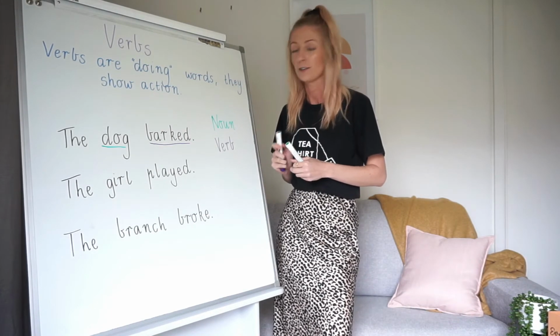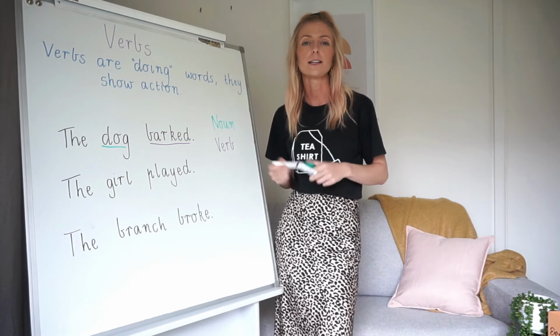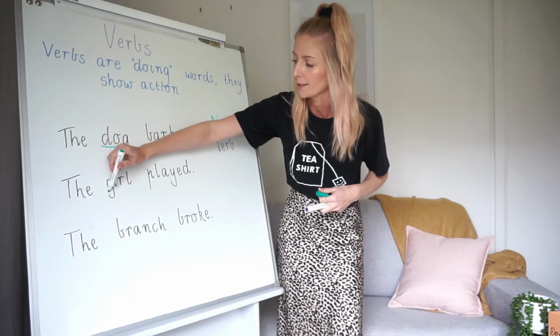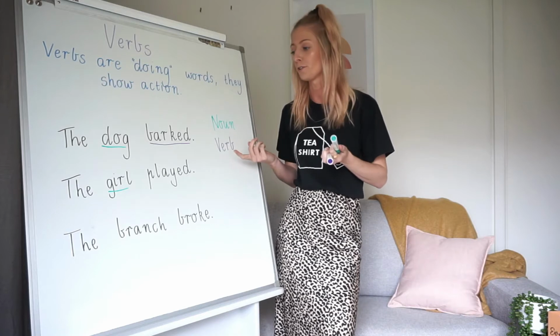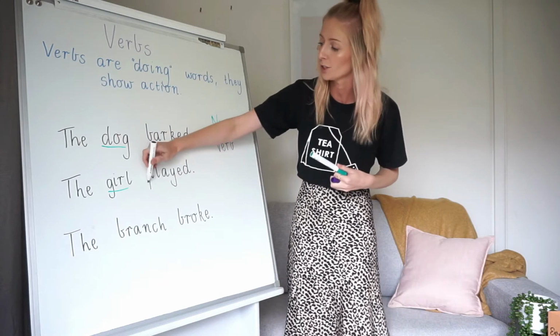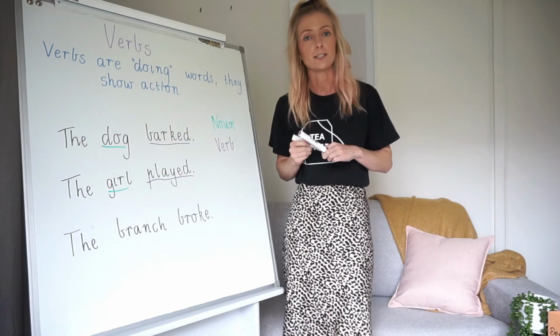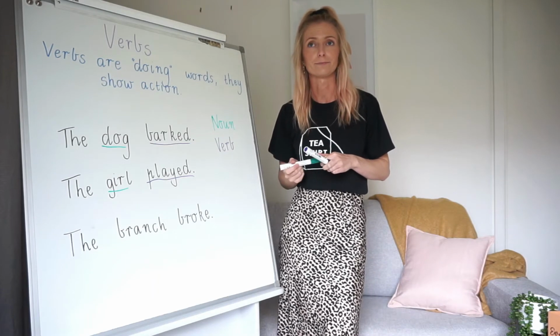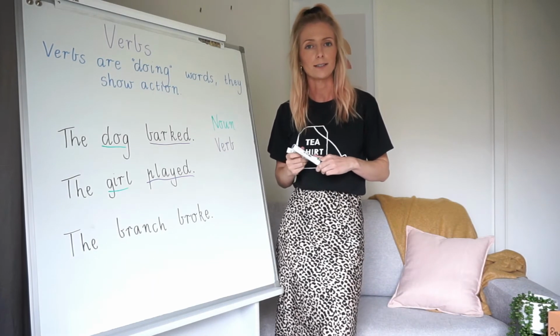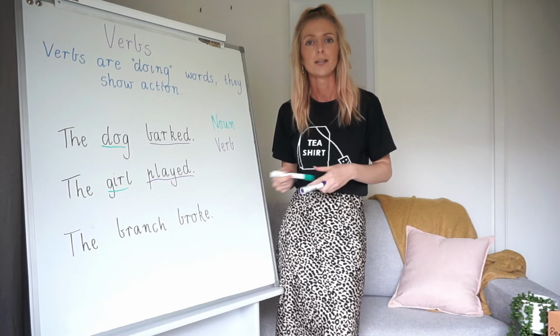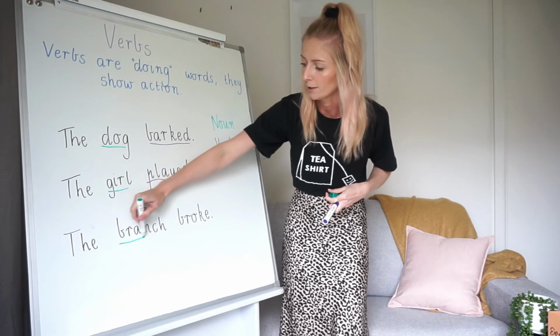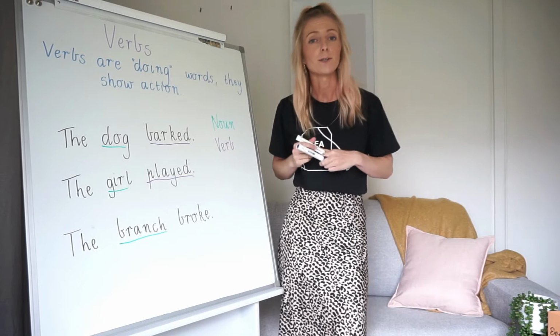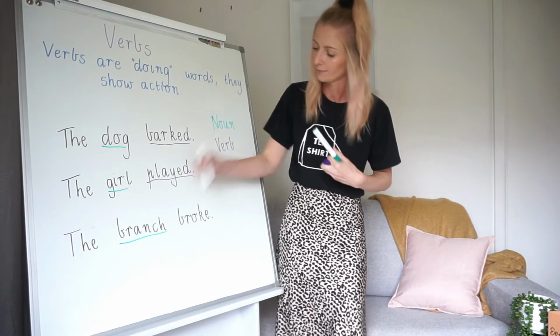The next sentence, the girl played. What is the noun? Girl. Well done. So what's the doing word? The verb, it's played. What did the girl do? She played. All right, what about the sentence, the branch broke? What is the noun in that sentence? What's the thing? Branch. So we're going to underline that in green for our noun. And what did the branch do? It broke.